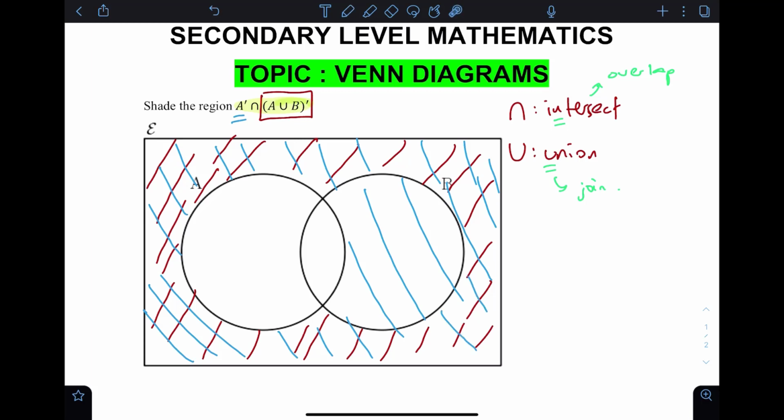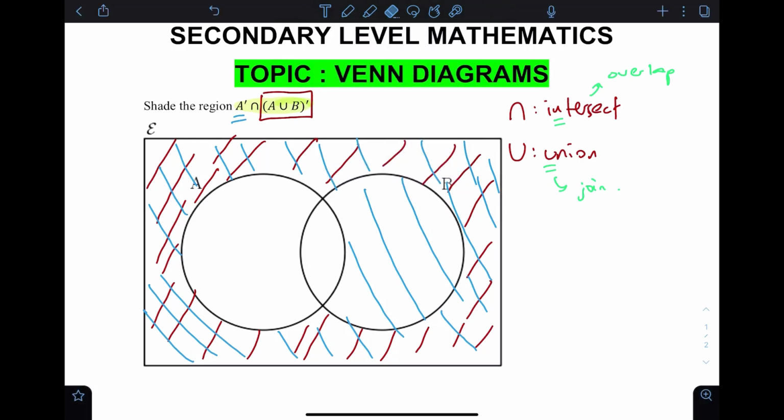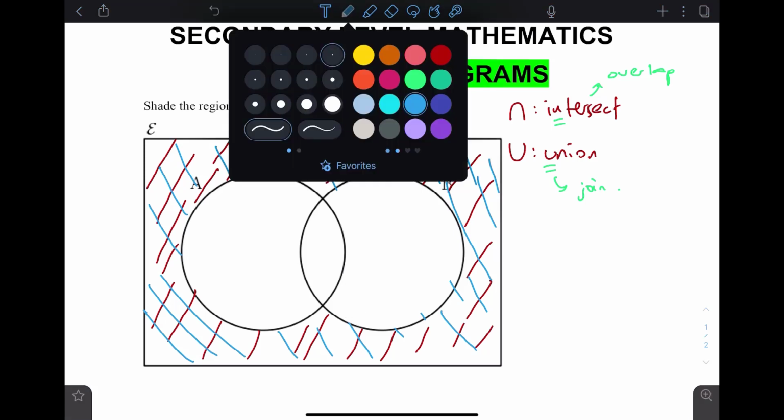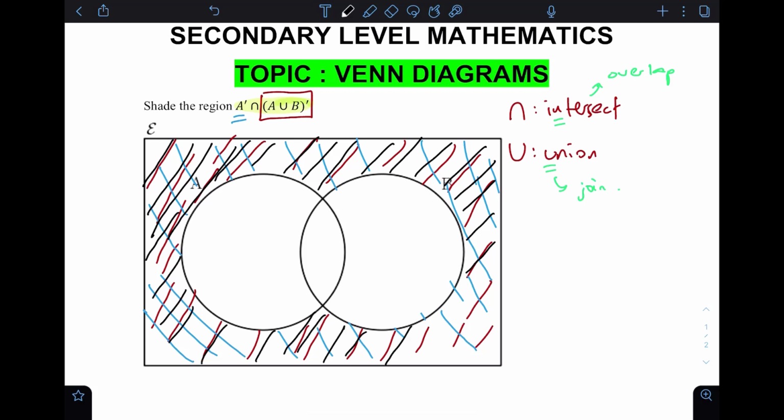And guys, I want this A prime to intersect with (A union B)prime. So where does the red and the blue cross over each other? They cross over actually exactly only outside the two circles. Alright, so this part here should be your final shading, which I'm going to give in black. Anywhere where the red and blue overlaps will be your final shading for this particular Venn diagram question.